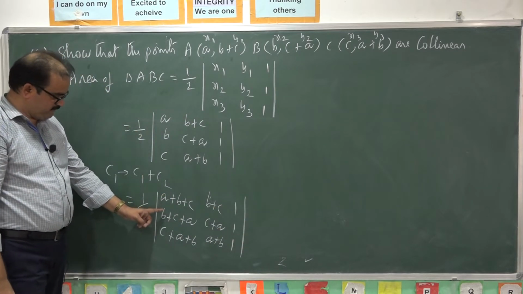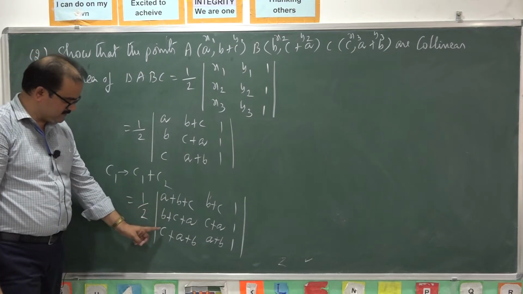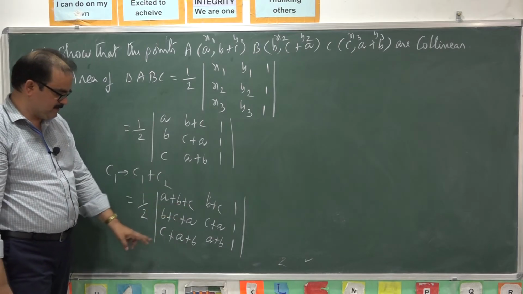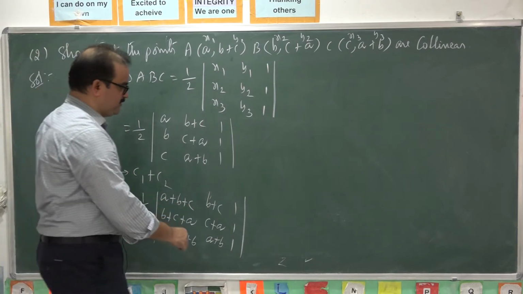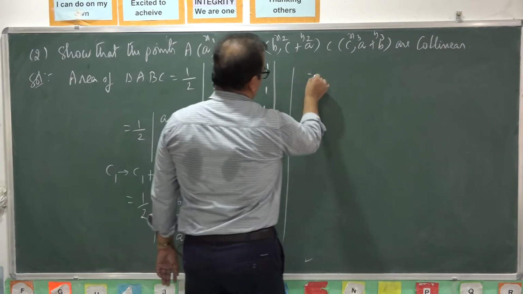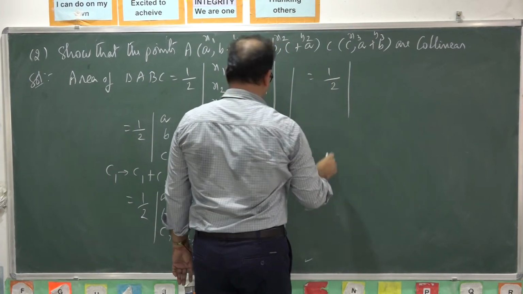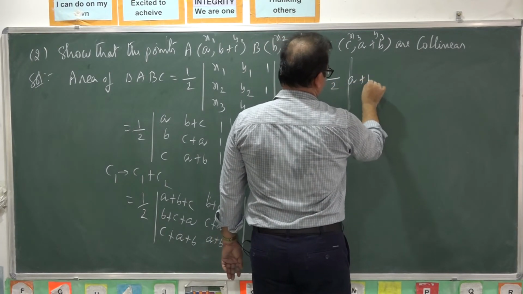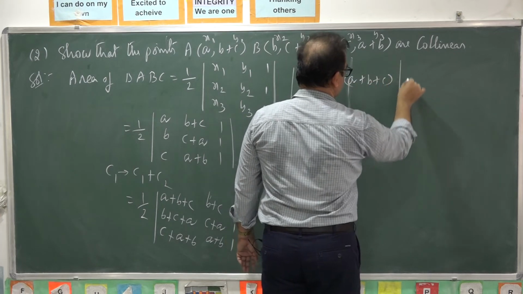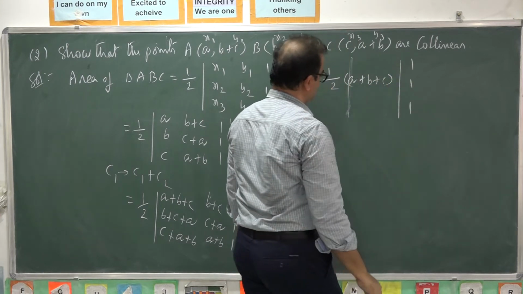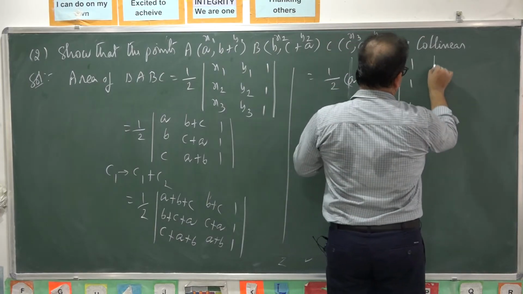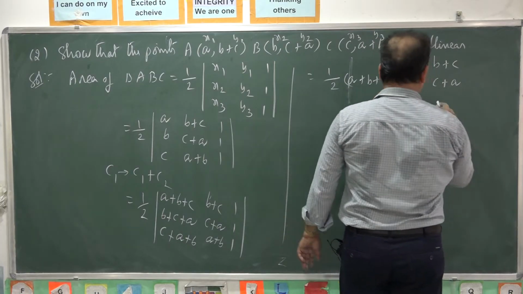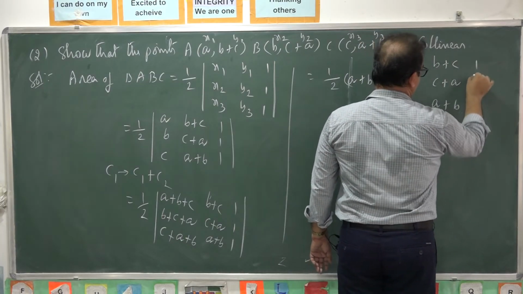Now in the first column all the elements are the same. What is that element? A plus B plus C. Now we take A plus B plus C common from the first column. Then the first column becomes 1 by 2 into A plus B plus C into first column 1, 1, 1. Second column B plus C, C plus A, and A plus B. Third column 1, 1, 1.